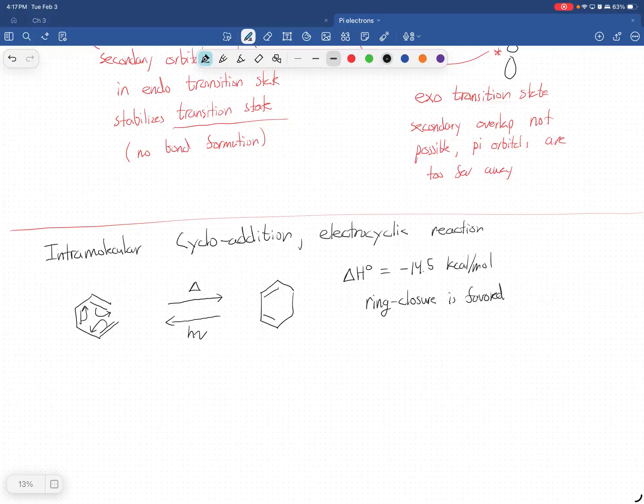Now you can go backwards to favor the more unfavorable reactant by using light, so light of a certain wavelength. So heat will favor the more stable product. When you use light, you can actually form the less stable product. So it's a little interesting there. And the other classic type here is a cyclobutene. So what do you think is wrong with this molecule? Do you think it's particularly stable?